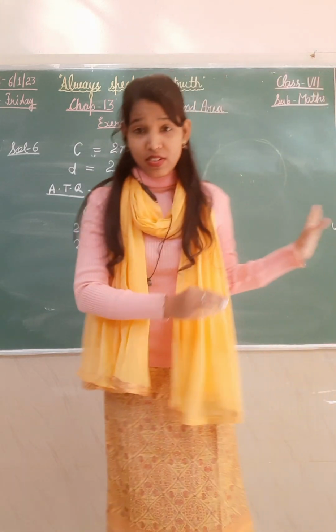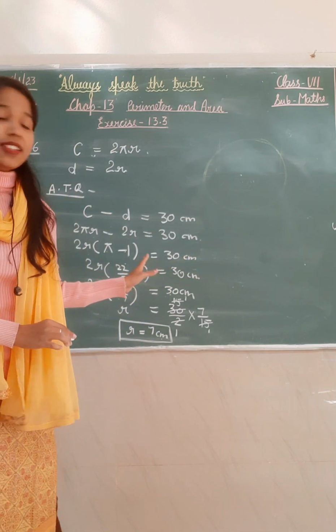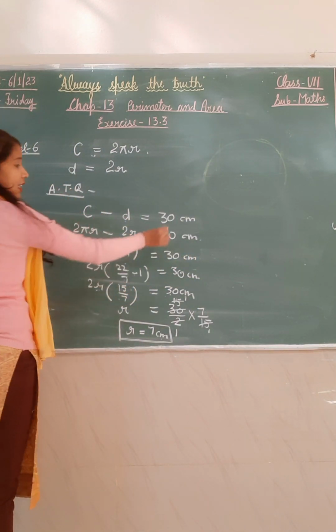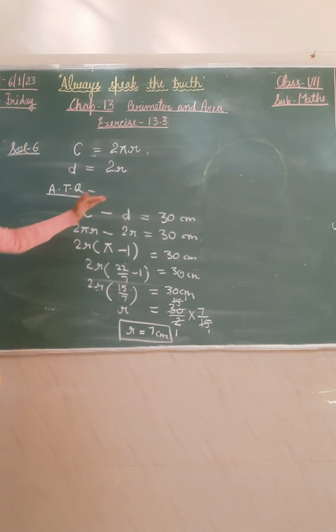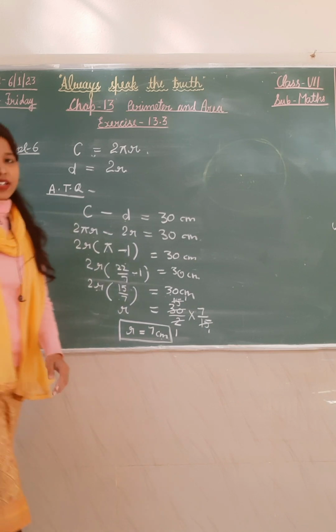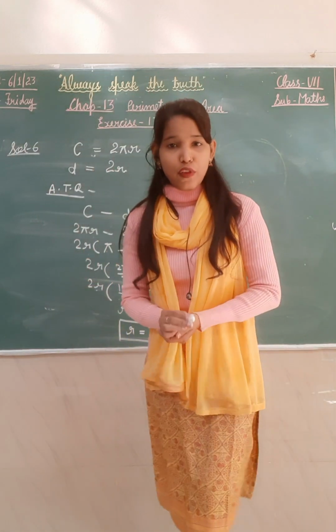I don't think this is tough. It's very easy, right class? There is no confusion. Circumference minus diameter is given, that is 30. We put the value of circumference and diameter, then we solve it and we find that r is equal to 7 centimeter. This is enough for today class.